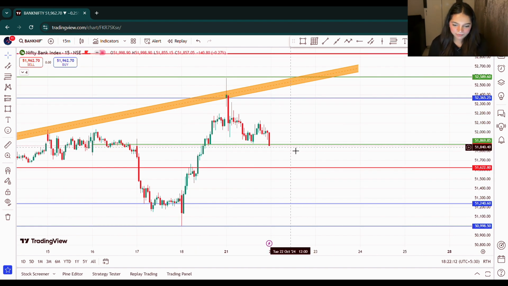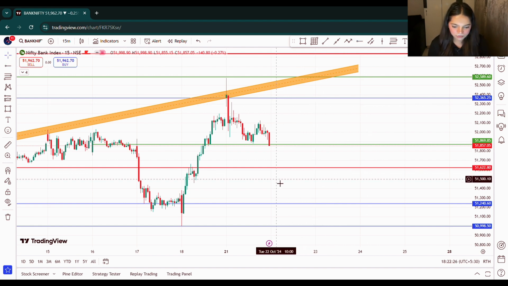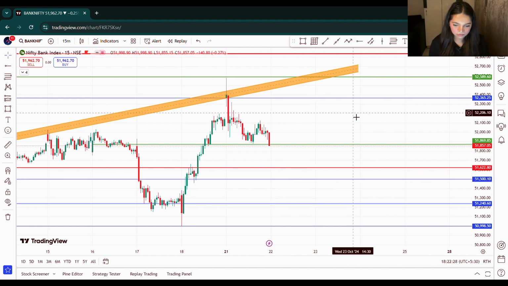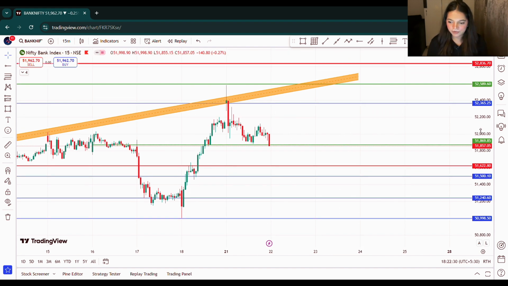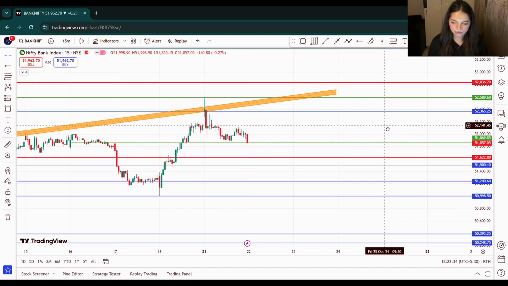if the market comes to this green line, guys, that is 51,869, 870, you can easily go for a target till here. So just make a note of it. Yeah. So these are the key levels for Bank Nifty, which you can trade tomorrow.